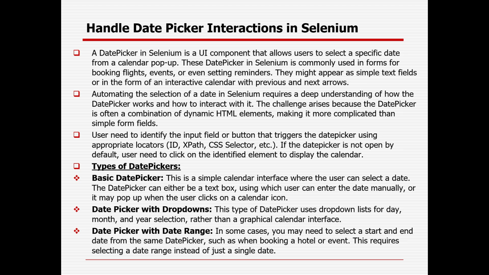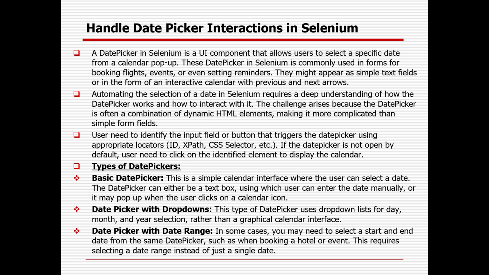Date picker with drop downs. This type of date picker uses drop down lists for day, month, and year selection rather than a graphical calendar interface. Date picker with a range. In some cases, you may need to select a start and end date from the same date picker, such as when booking a hotel or event. This requires selecting a date range instead of just a single date.